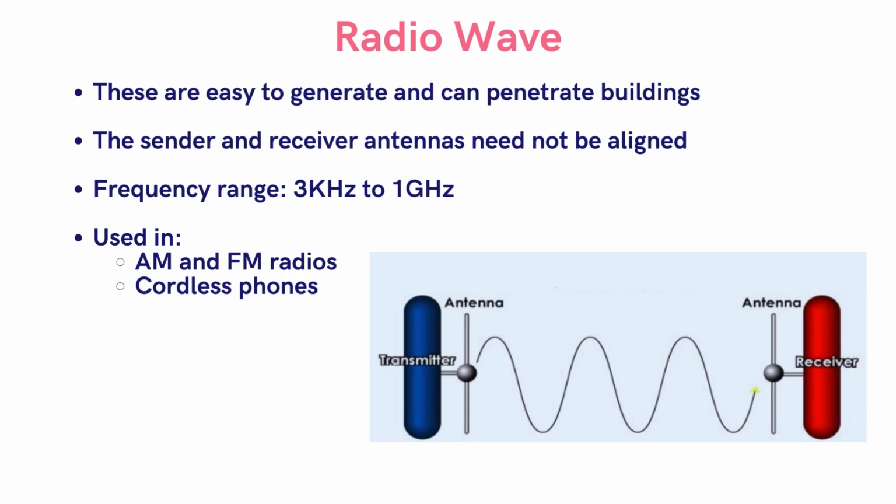Due to its omnidirectional nature, issues such as interference might arise when another signal with the same bandwidth or frequency is sent. And radio waves are used in AM and FM radio, and cordless phones are examples.